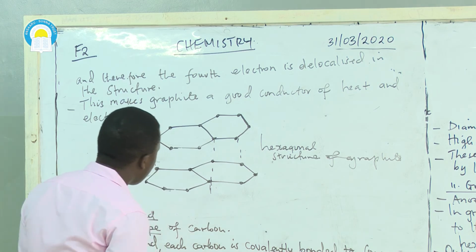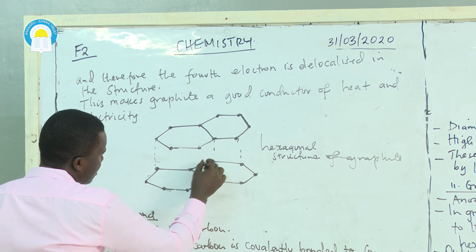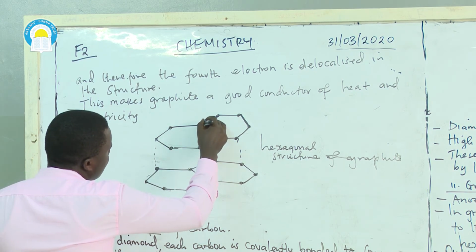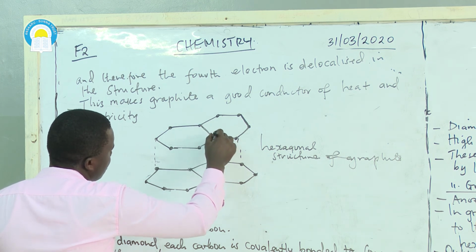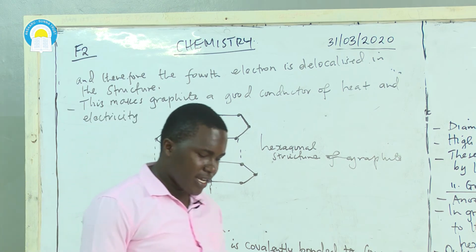Each carbon atom is bonded to 3 other carbon atoms. For example, this one is bonded to this one carbon, this another, and then the other one. This one is bonded to 3, this one, and this one. So all of them will behave like that.